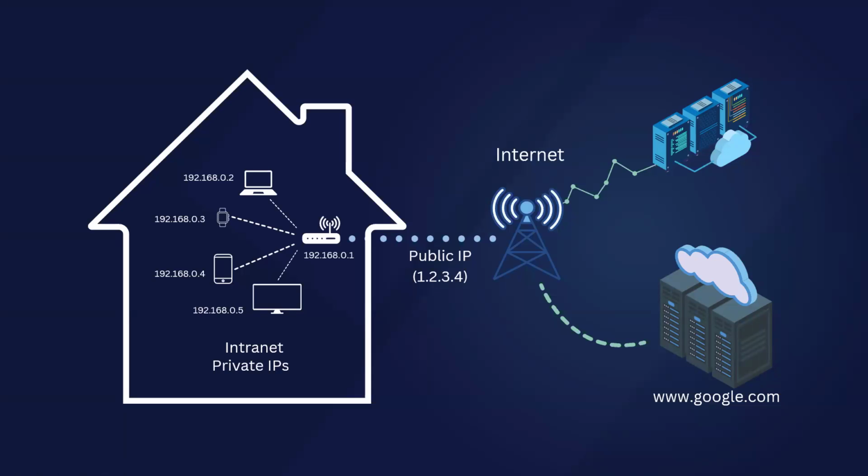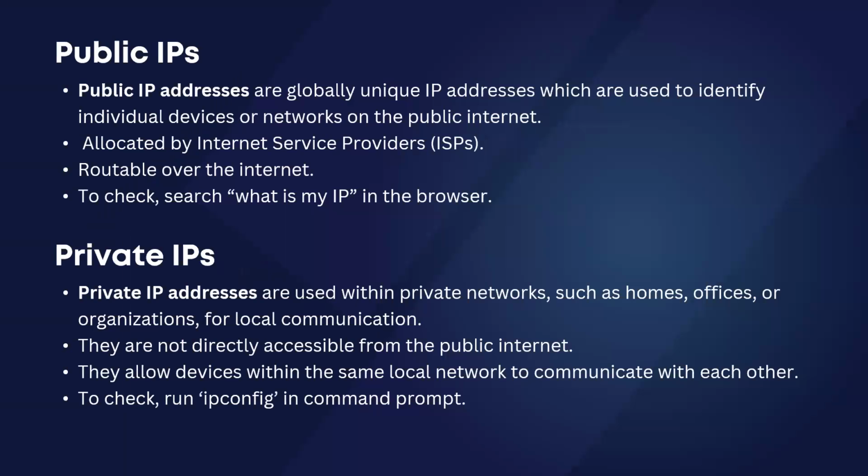In your local networks, you go for private IPs. On the internet, the traffic flows on public IP. So to define each of these, public IPs are the addresses which are globally unique IP addresses.